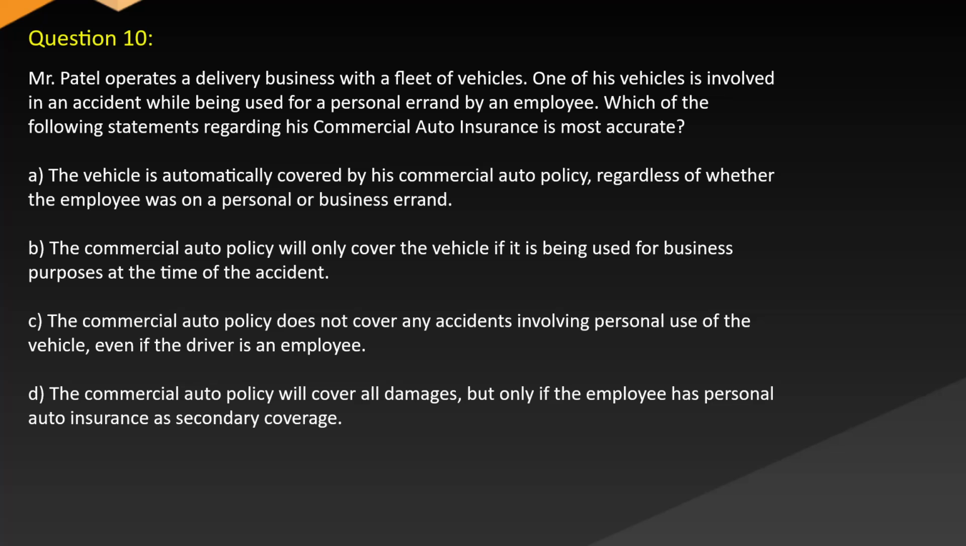A. The vehicle is automatically covered by his commercial auto policy, regardless of whether the employee was on a personal or business errand. B. The commercial auto policy will only cover the vehicle if it is being used for business purposes at the time of the accident. C. The commercial auto policy does not cover any accidents involving personal use of the vehicle even if the driver is an employee. D. The commercial auto policy will cover all damages, but only if the employee has personal auto insurance as secondary coverage.